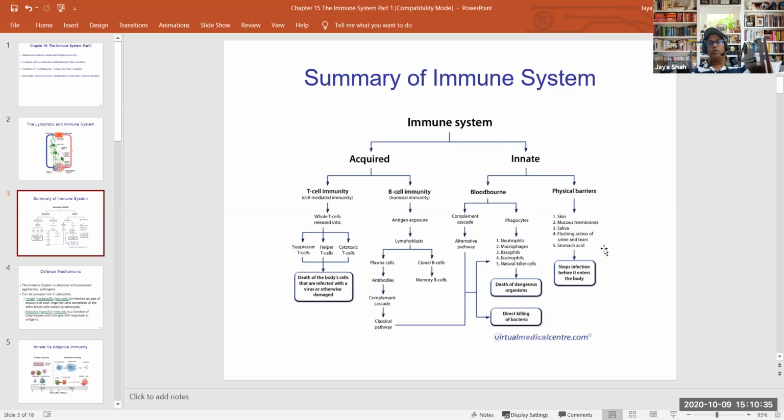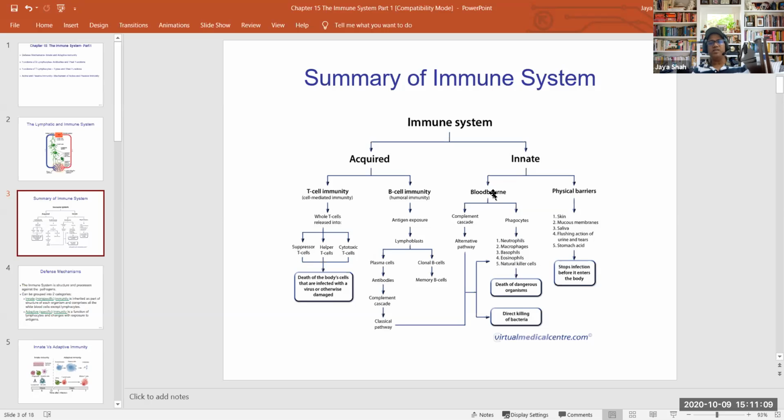When you swallow or eat food with microorganism in your stomach, pH is very low, which is pH 1, highly acidic, and that kills the microorganism immediately. So this physical barrier stops infection before it enters the body. But what happens? Sometimes microorganism can breach the boundary of physical barriers and can enter into the body.